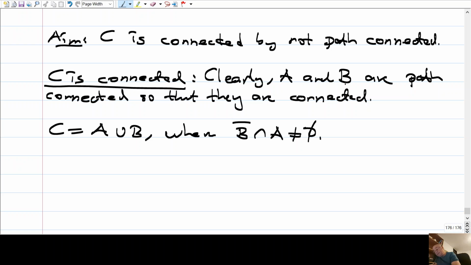But we know that since B is connected, right? If you have a connected set, then its closure is also connected. B closure is connected.